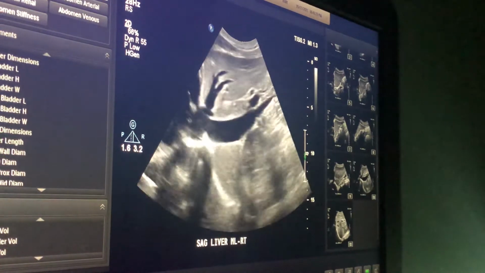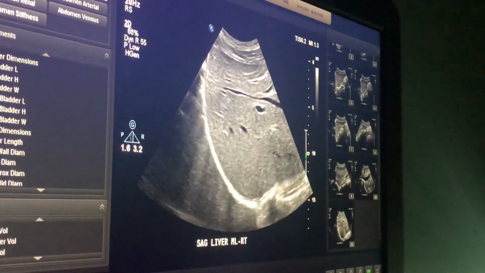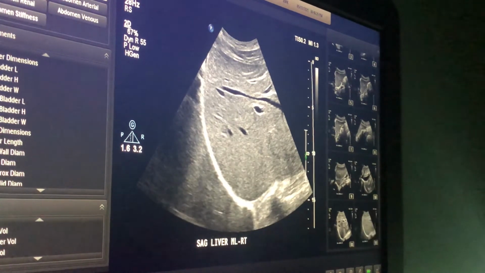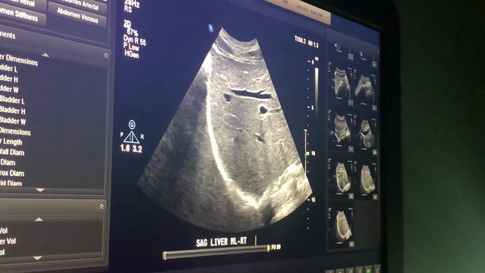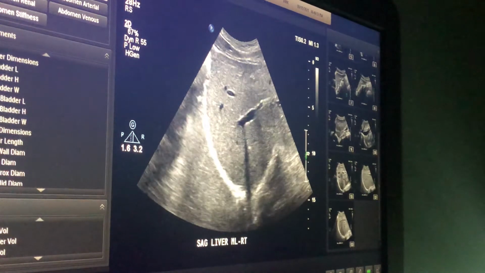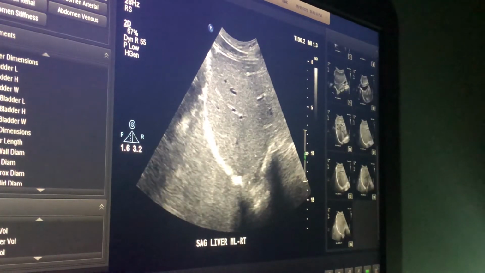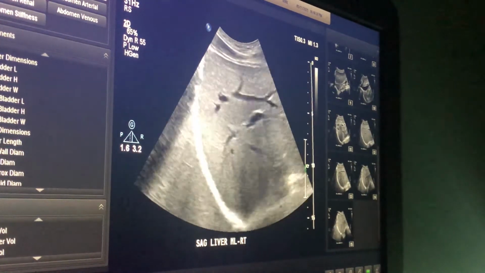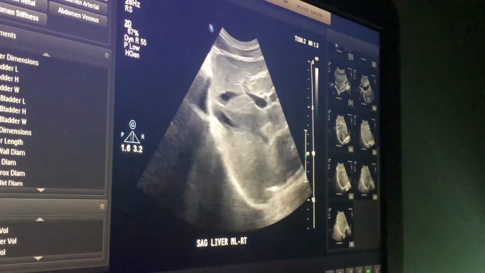Deep breath in and hold when you're ready. You could also lower your frequency to visualize this point of the liver. And I'm going to keep sweeping out. I'm sweeping all the way up to that dome. It looks good. Go ahead and breathe.